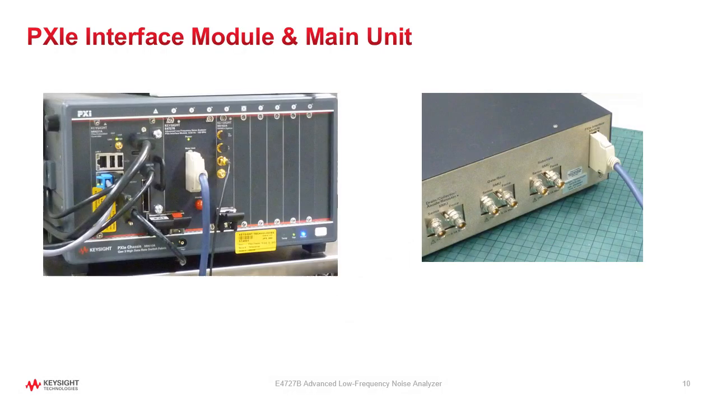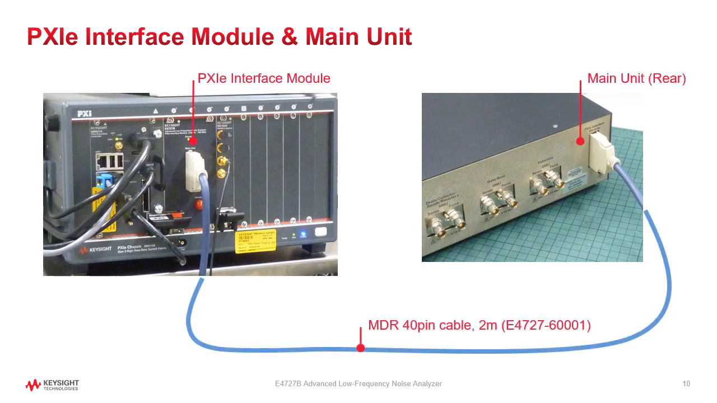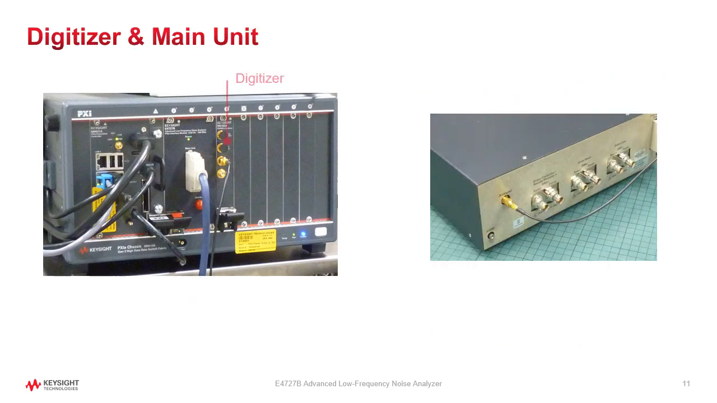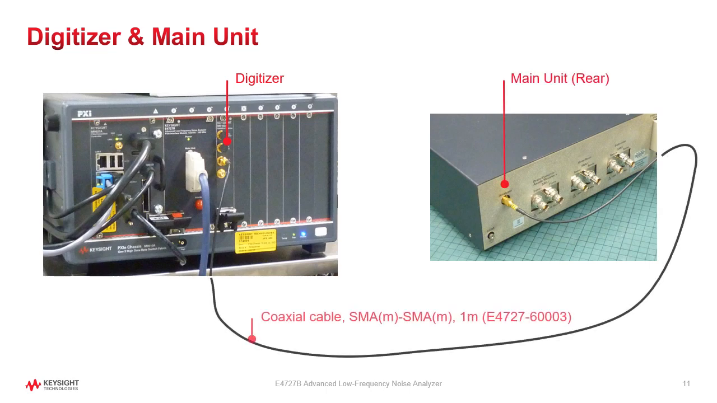Next is the hardware connection. The PXIe interface module in the PXIe chassis is connected to the main unit. The cable is an MDR cable, and all cables are standard accessories of E4727B. The digitizer in the PXIe chassis is connected to the output of the main unit. The amplified DUT noise is acquired by the digitizer.